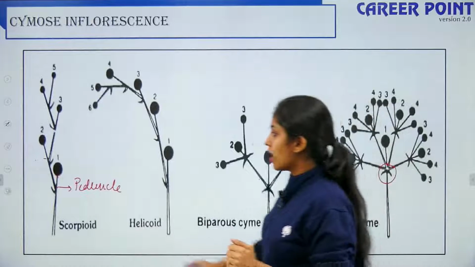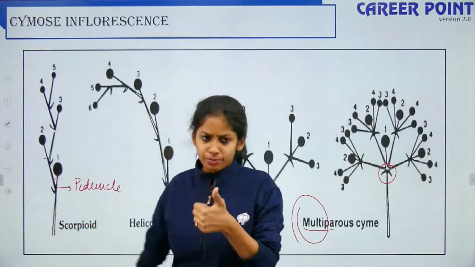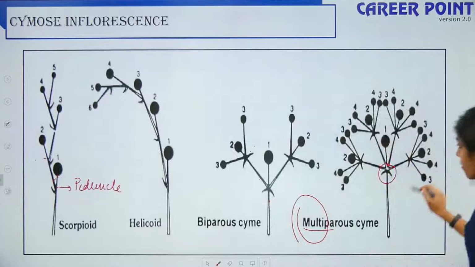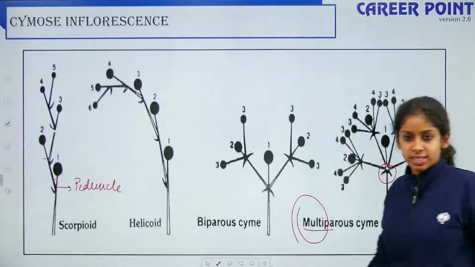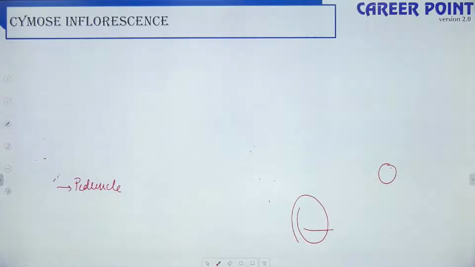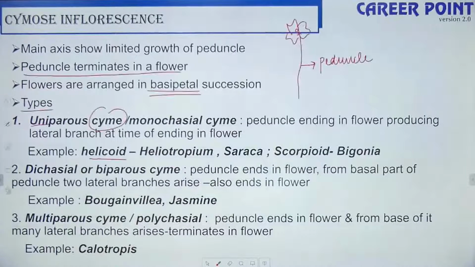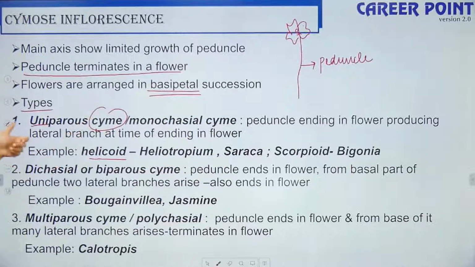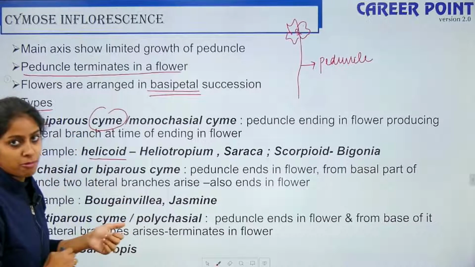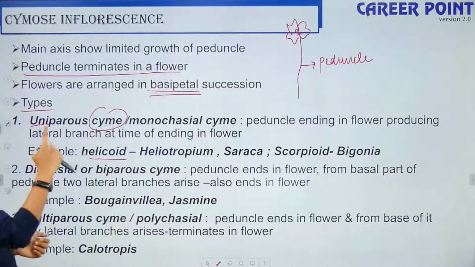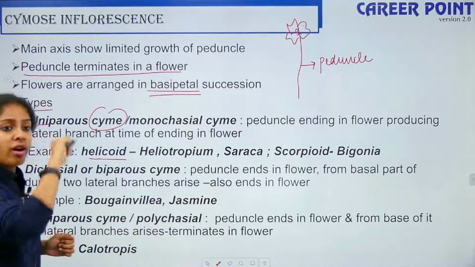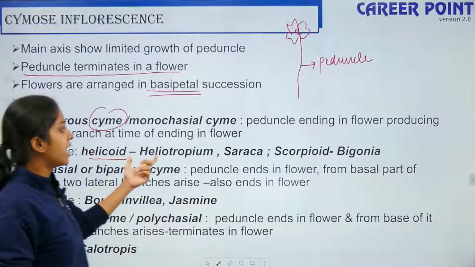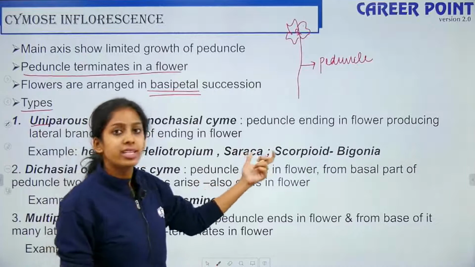Yes. So this is where one branch is arising. This is unichasial. You have 2 branches arising, dichasial. You have many branches arising. This is multichasial. Okay. Yes. So once again going to the theory. Uniparous or unichasial cyme, the peduncle ending in a flower produces a lateral branch. It produces one lateral branch at a time. So this can be in a helicoid fashion or in a scorpioid fashion. I showed you 2 examples, right? For helicoid, it is heliotropium, and for scorpioid, it is begonia.